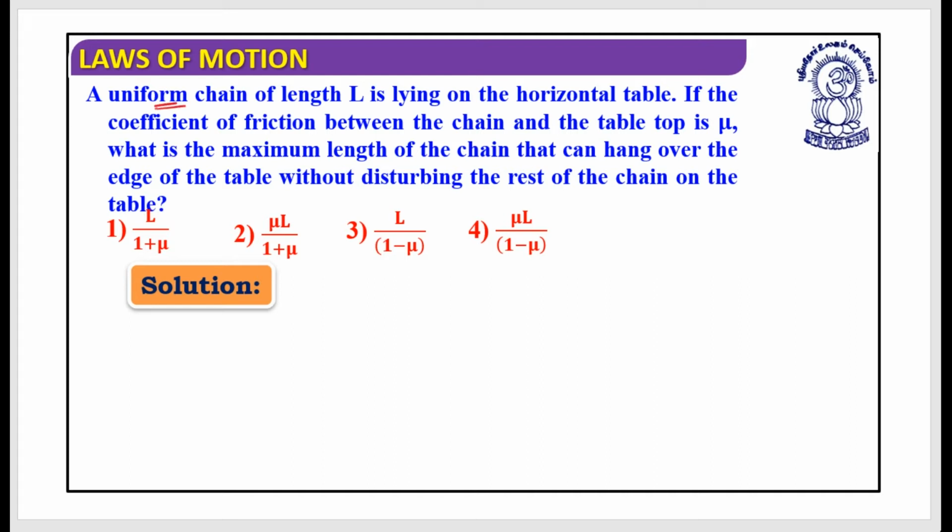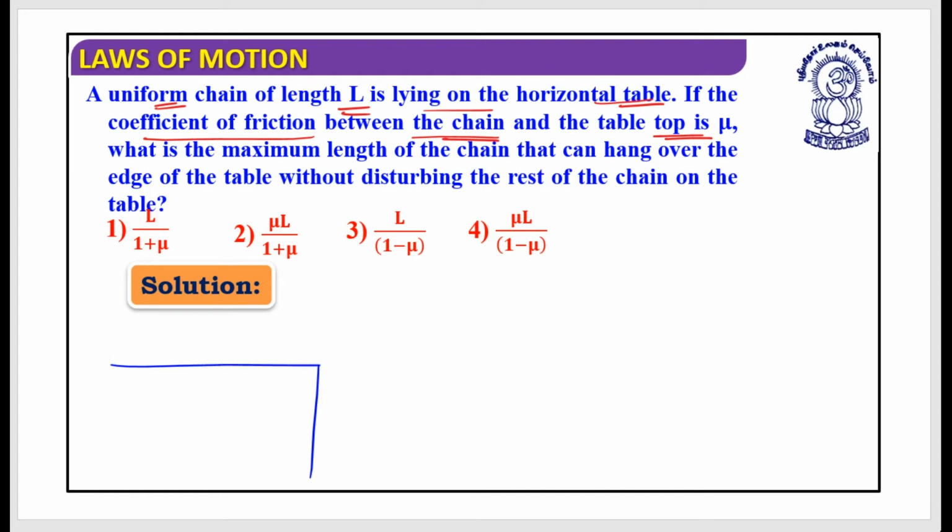It says that a uniform chain of length L is lying on a horizontal table. The coefficient of friction between the chain and the tabletop is mu. So the situation could be something like this. This is a horizontal chain of length L which is lying on the table. What is the maximum length of chain that can hang over the edge of the table without disturbing the rest of the chain on the table?